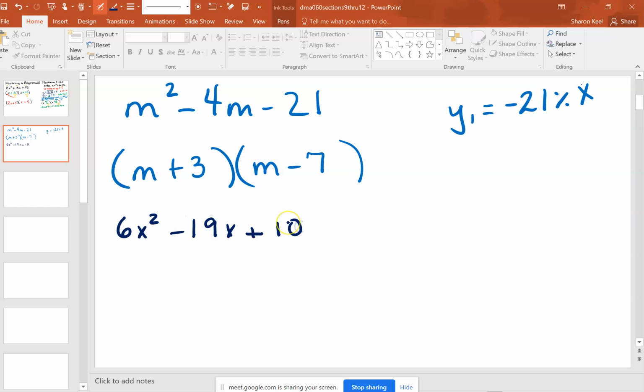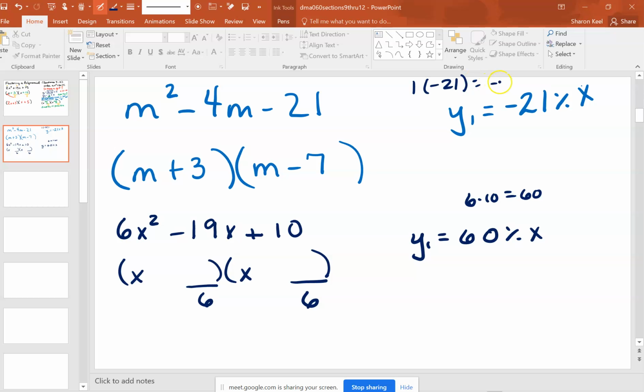The reason I have you all write that at the beginning is that it is the one step people forget: to divide by the a and simplify. So if you write it at the beginning before you even start typing anything on the calculator, then you're going to remember. So a times c here is going to be 6 times 10, which would give us 60. So we're going to use 60 divided by x. And let me make note up here: we just used 1 times negative 21, and that's where we got the negative 21 for the first one.